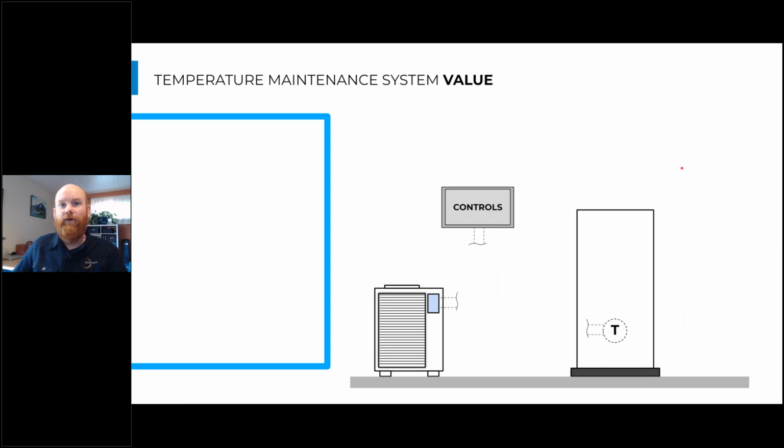And we're going to cover why this is important and the value of the temperature maintenance system super quickly here. But we do speak a lot more in depth about this. So if you're curious, there's more training opportunities and more information out there on the web about the value of the temperature maintenance system.